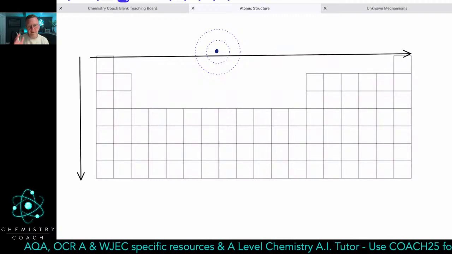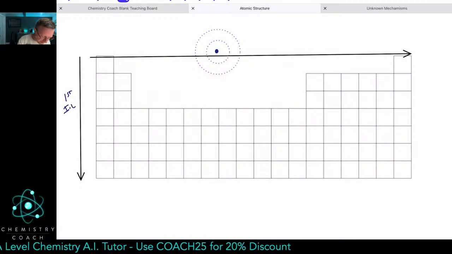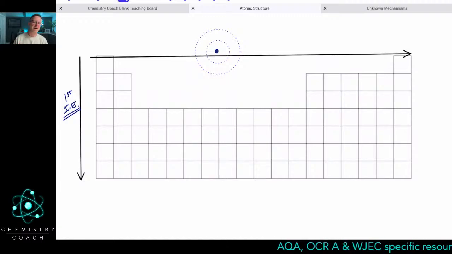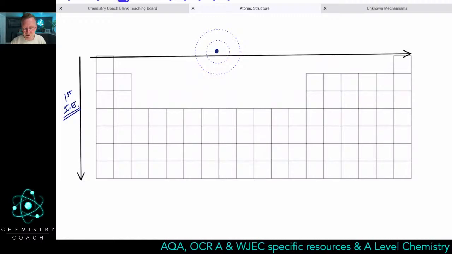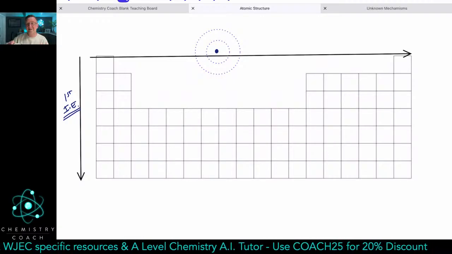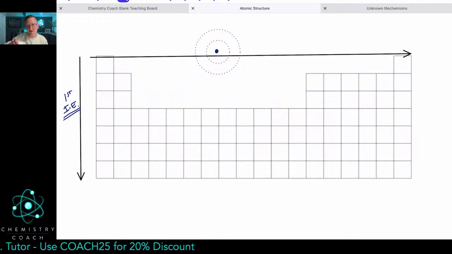Answers in the chat. As we go down a group, what's the general trend in first ionization energy? We're going to link this to atomic structure. Does it increase or decrease? Does it take more energy to remove that electron, which is increase, or does it take less energy to remove the outer electron? In other words, decrease.